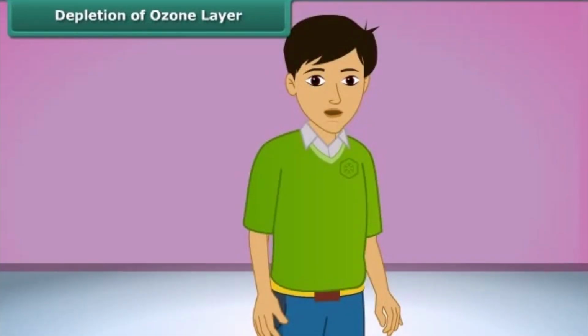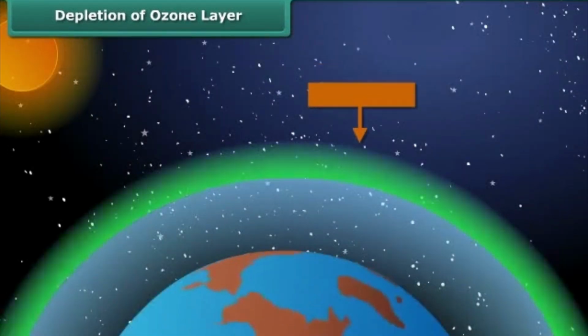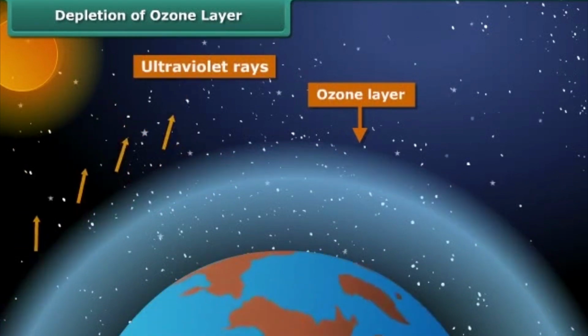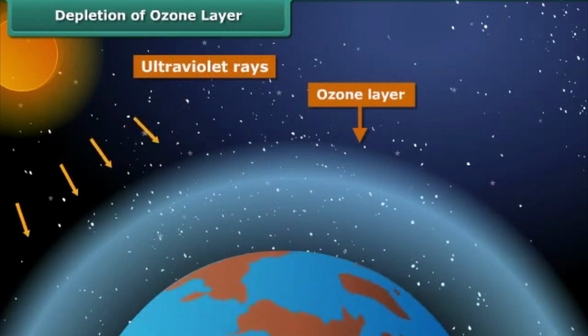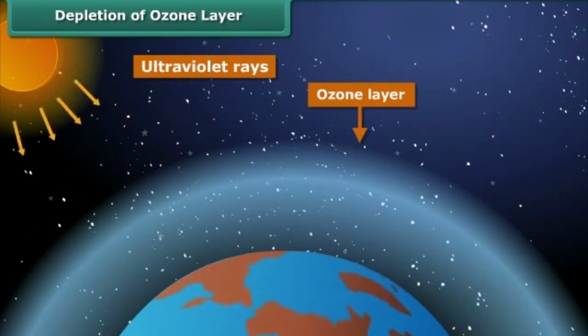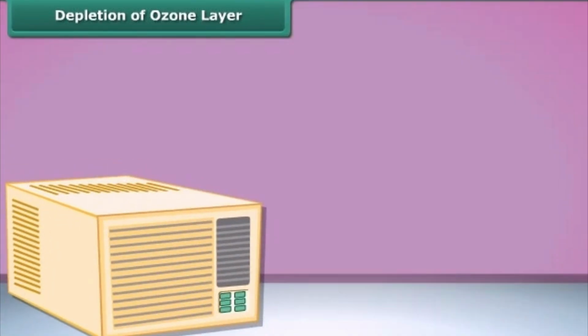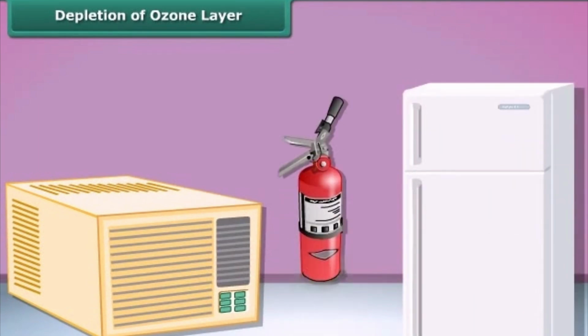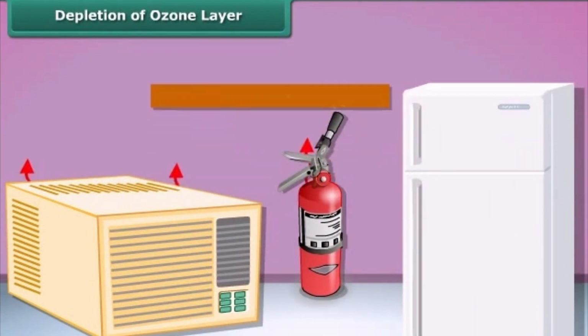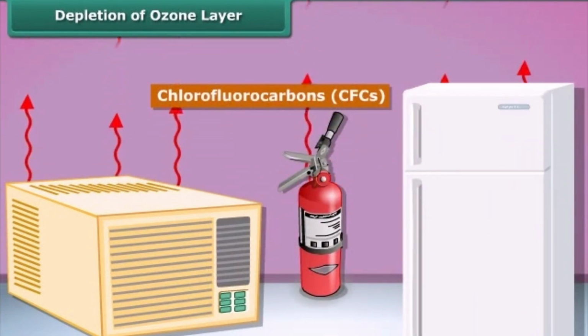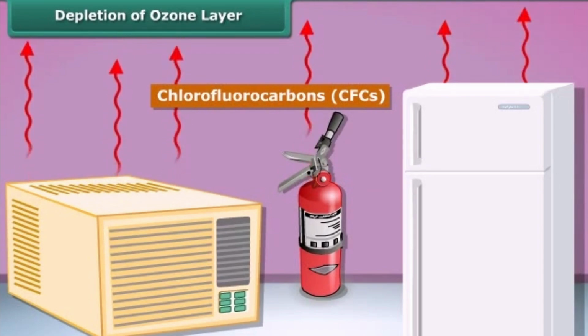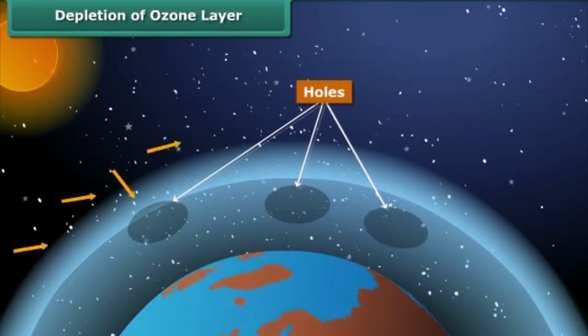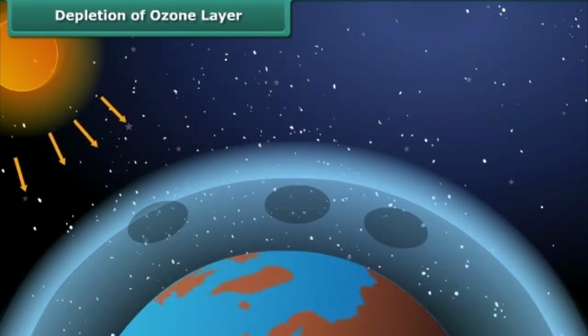Let us learn about ozone layer. It is a layer of ozone gas in the upper atmosphere of Earth. What is its role? It protects us from harmful ultraviolet rays of the sun. Things like air conditioners, refrigerators, and fire extinguishers release chlorofluorocarbons, CFCs, into the atmosphere and create holes in the ozone layer. CFCs are another type of air pollutants.